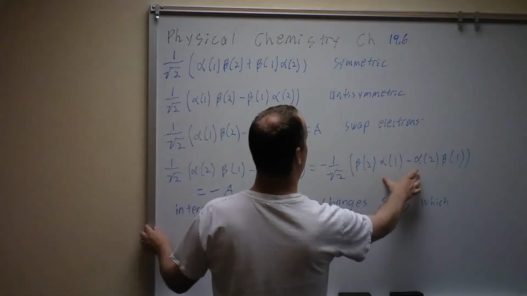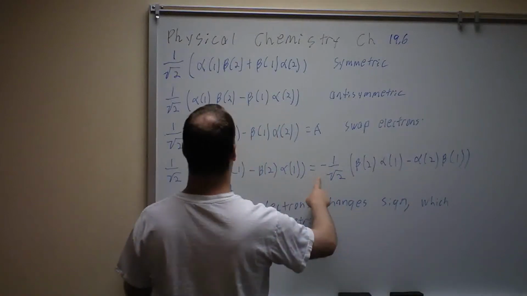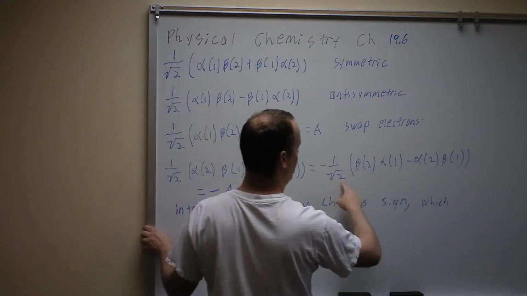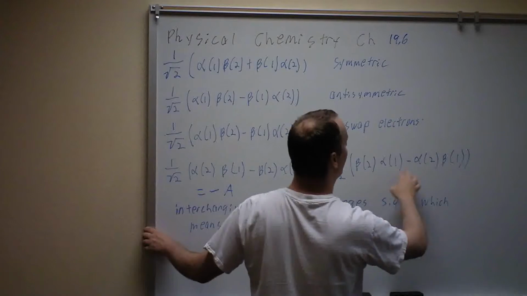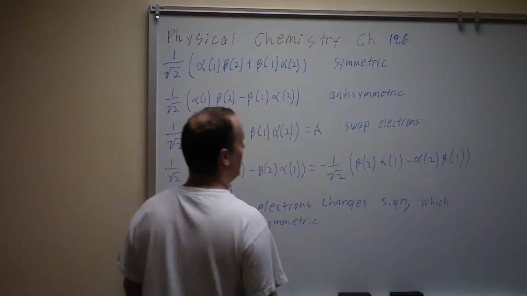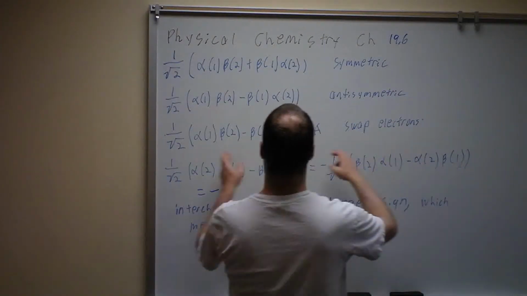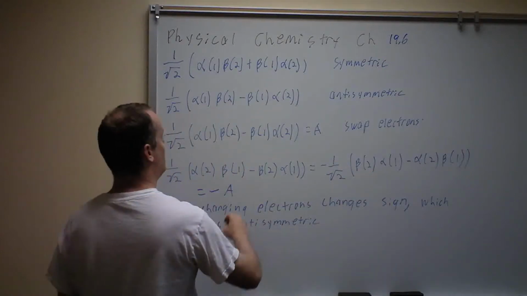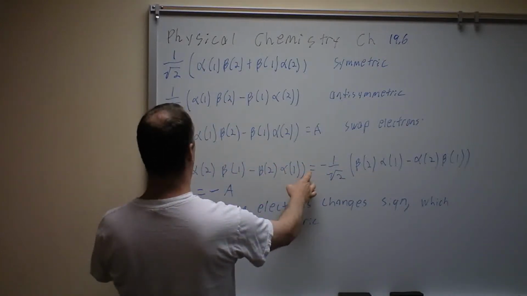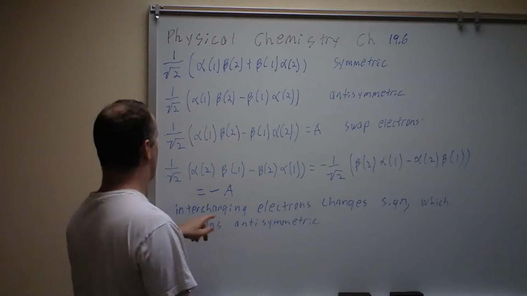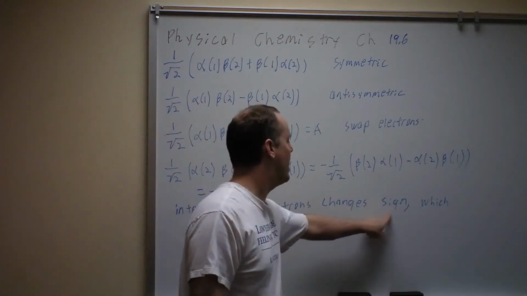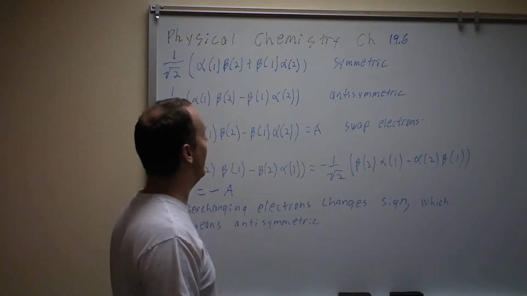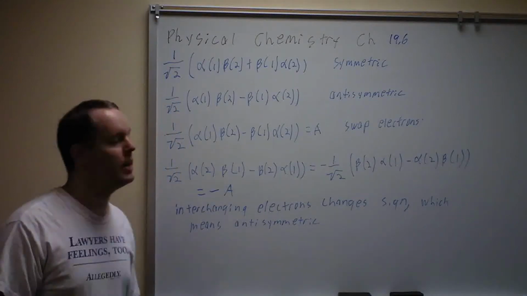So if we do a little bit of algebra, we pull out a minus sign, we get minus 1 over the square root of 2 times beta 2 alpha 1 minus alpha 2 beta 1. Notice this is equal to the original function A. So that means after we swap the electrons, it's all equal to minus A. So when you interchange the electrons like that, and it changes the sign, that means it's anti-symmetric, which is what we wanted.